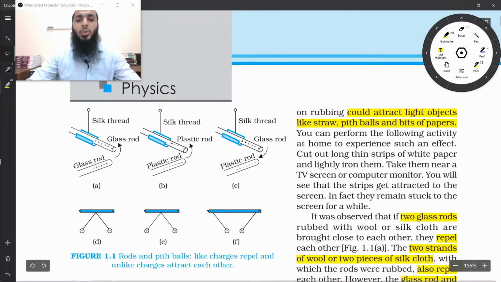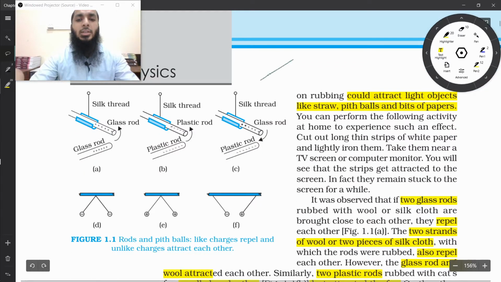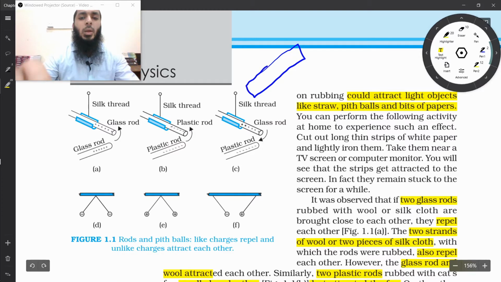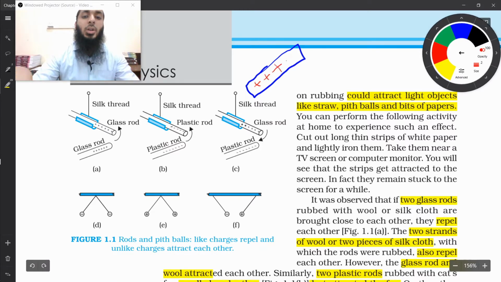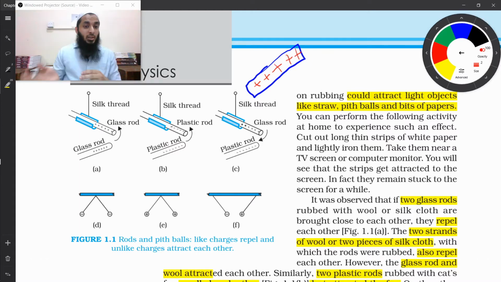Let's draw it over here. So let's say this is a rod, and it is assumed to be positively charged. You will learn later on that when a glass rod is rubbed against silk or wool, actually the silk gets negatively charged and the glass rod gets positively charged. It's because electrons jump from the glass rod onto the silk. Okay, so now this is the glass rod that we were talking about.